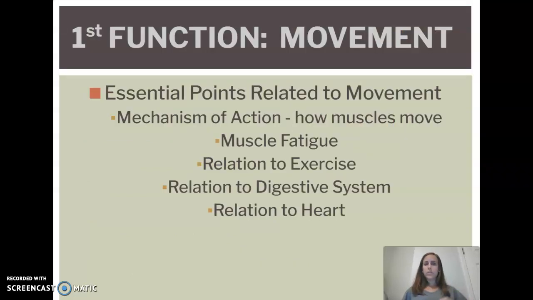So when we're talking about movement, we are going to talk about how a skeletal muscle moves. Later on, we'll talk about muscle fatigue and exercise, but then we're also going to talk about how movement is related to the digestive system and to the heart. I know that we've mentioned this before, so hopefully this will help it to make a little bit more sense.